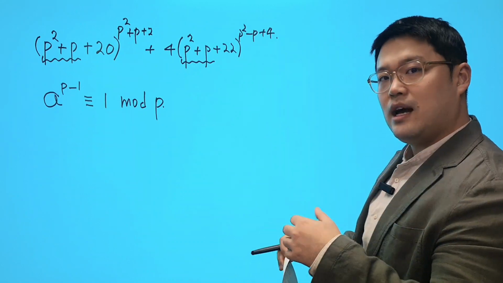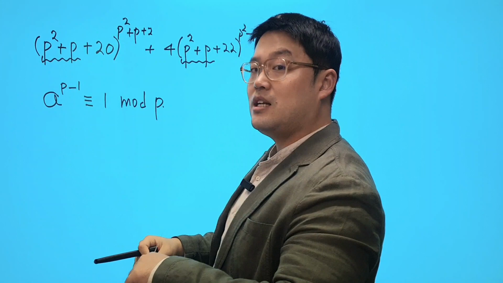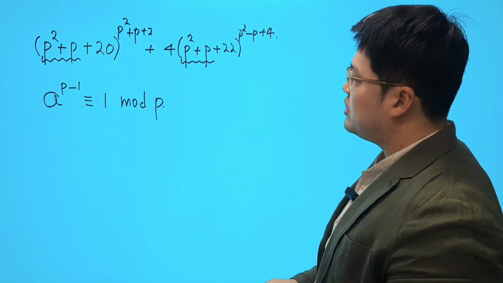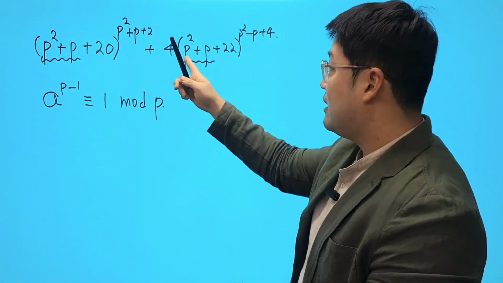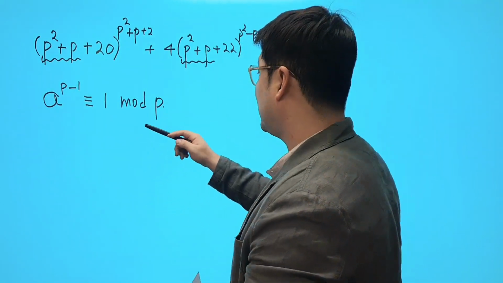So in other words, the bases in these expressions are going to be relatively prime to p, and all I need to check is how the exponents relate to p minus 1. So we've got to divide p squared plus p plus 2 by p minus 1. Let's check this out.